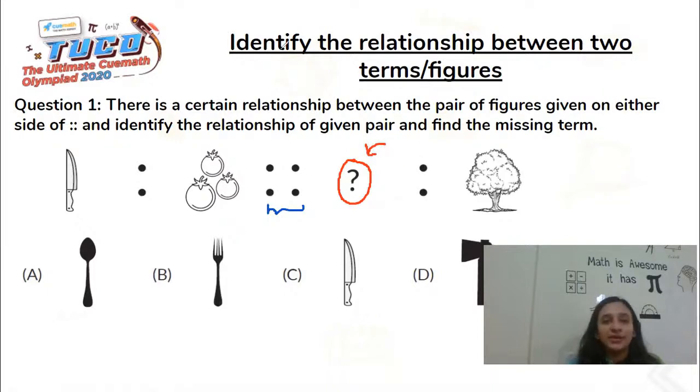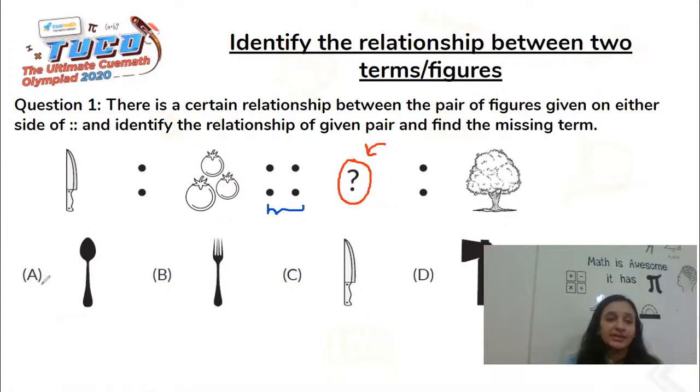You have to establish the same relationship between an object that should come here in place of this question mark with the tree. Now what we know for sure is that a knife is basically used to cut vegetables. In this case, we have tomatoes. So a knife cuts tomatoes. So that would mean what cuts a tree? So we have options as a spoon, a fork, a knife, and an axe.